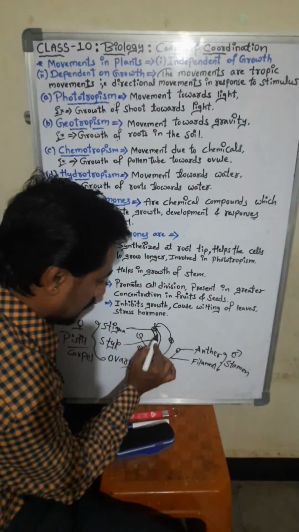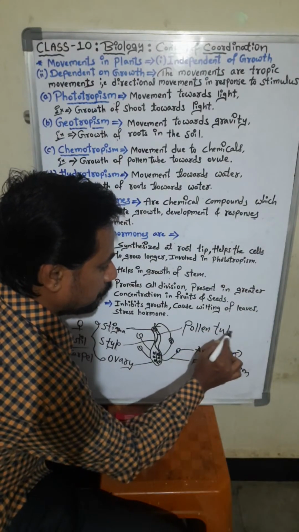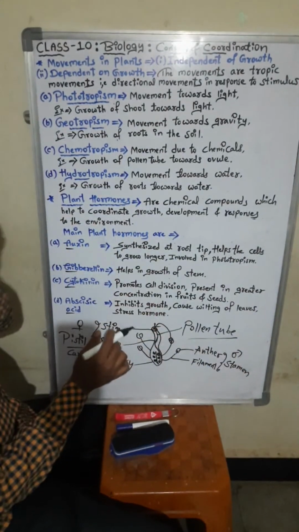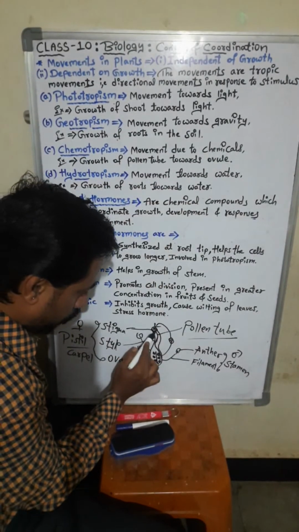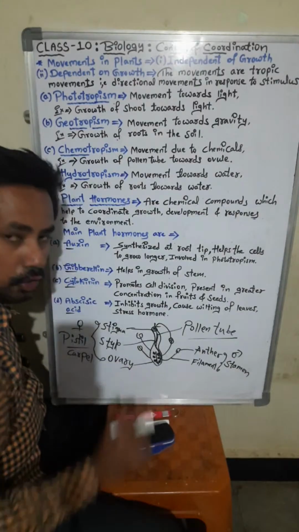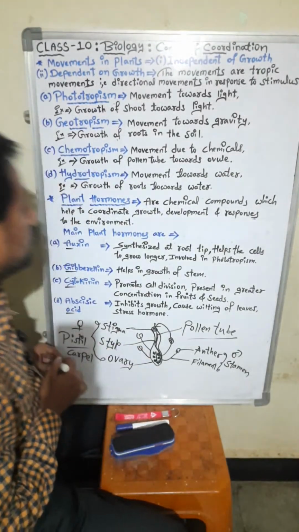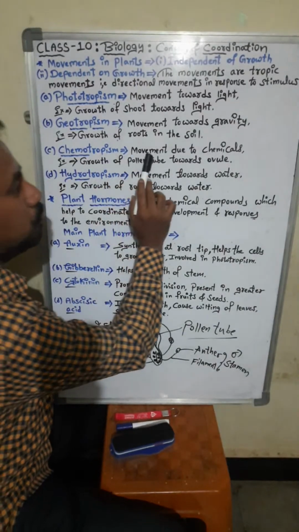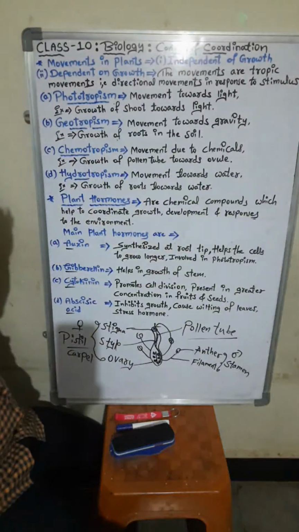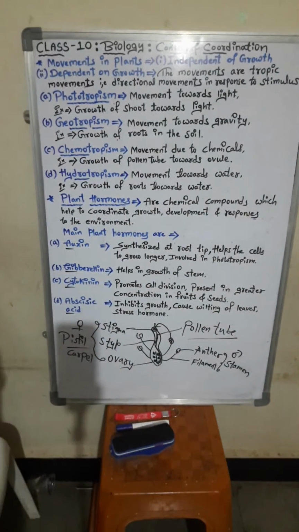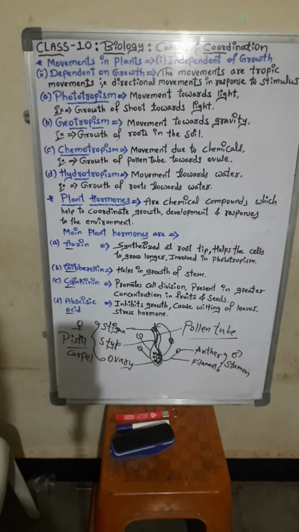So this is known as the pollen tube, students. This pollen tube will grow towards the ovule. Why? Because of chemicals. So that is known as chemotropism, movement due to chemicals. Is it clear? Do you understand? I have to explain once again. Once again shall I tell you, students?